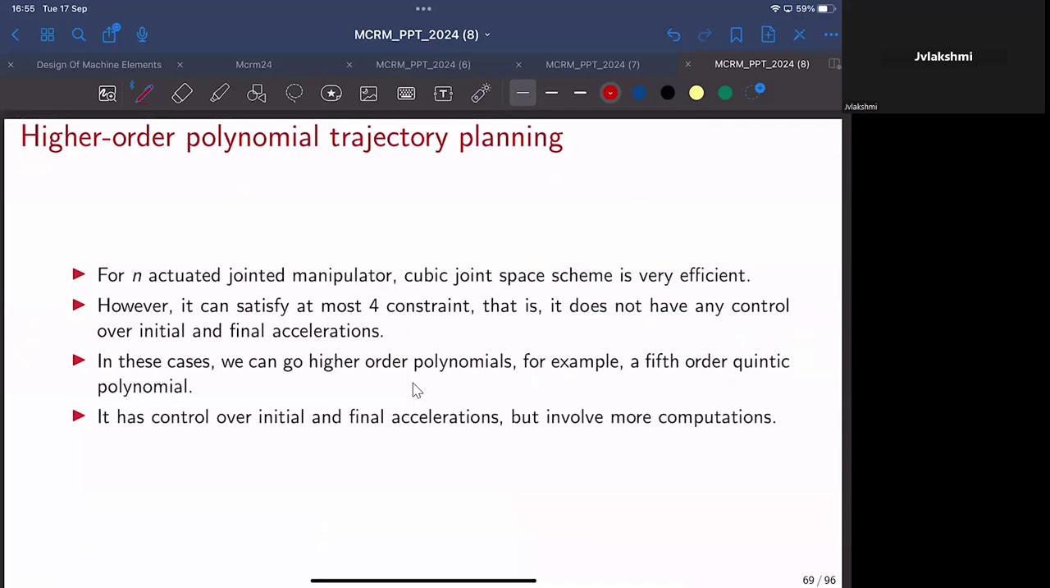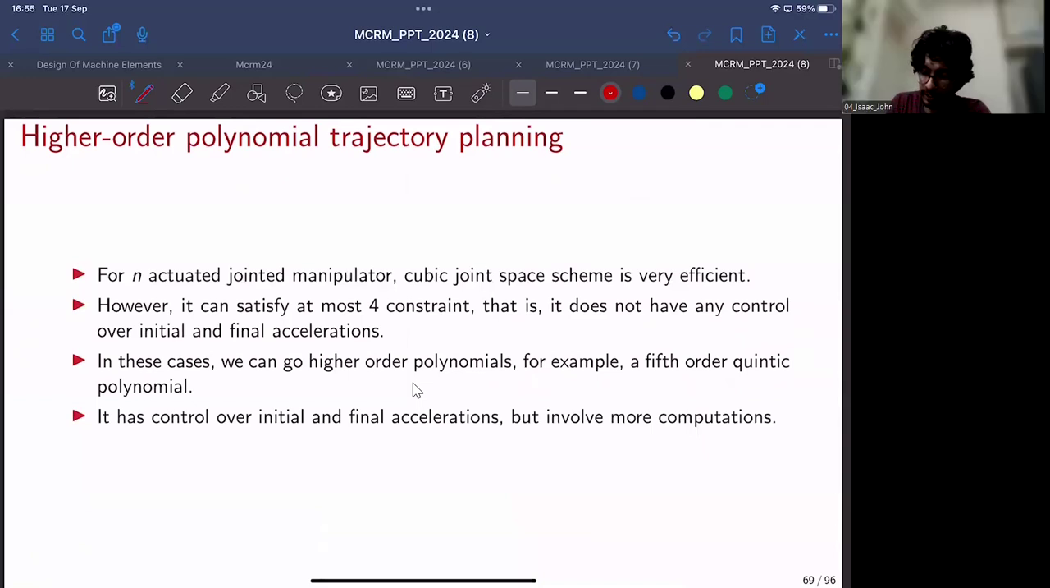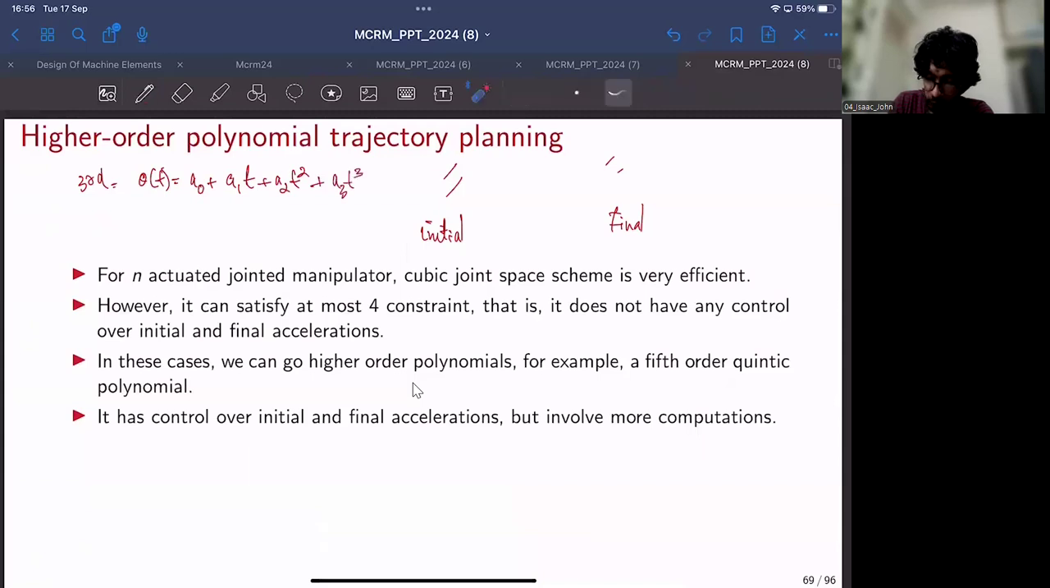Yeah, and the reason is that for odd numbered polynomials, you can satisfy the boundary conditions at the end and at the beginning. So if this is the initial point and this is the final point, if you use a third order polynomial, I'll write it here. The third order polynomial can be expressed as theta of t equals a0 plus a1t plus a2t square plus a3t cube. So there are four unknowns: 1, 2, 3, 4.